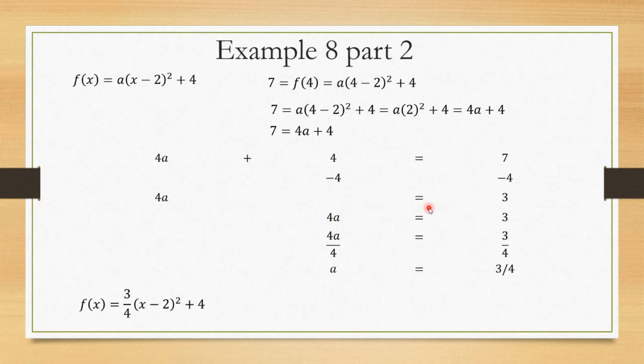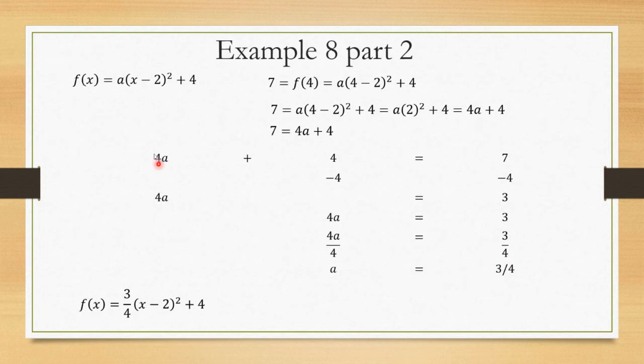And so from here, 4a = 3. And then dividing both sides by 4, we get a = 3/4. That's what we get here.